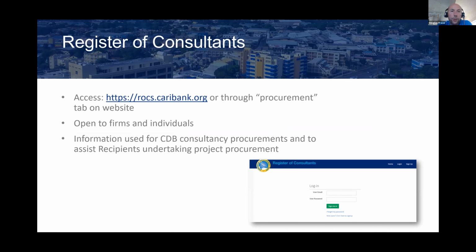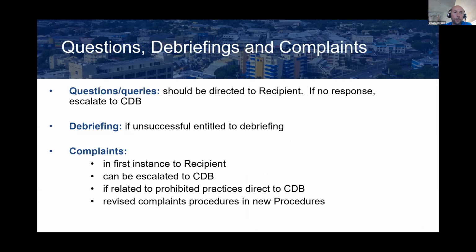This is for firms and individuals. It's not mandatory to be on the register to participate in procurement, but it's a source we do tap and share with the countries when we're looking for particular services. So again, if you haven't signed up, I would encourage those who are interested to do so.